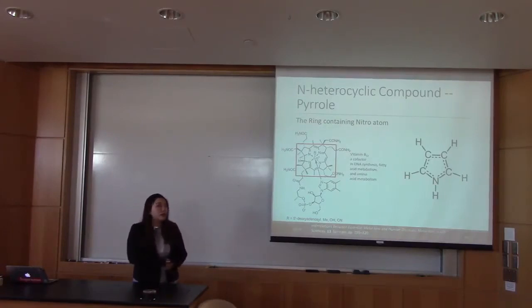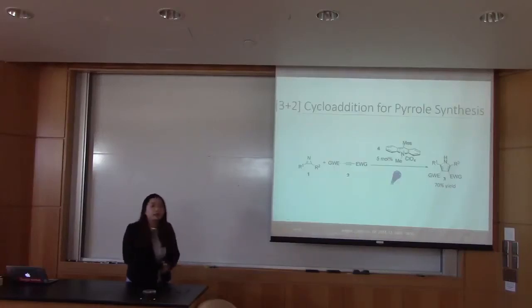We can use the 3+2 cycloaddition reaction to form the 5-membered rings with the nitrogen atoms. And this is the 3+2 cycloaddition reaction. We use this big one, a metal-free compound, as the photocatalyst under room temperature and blue light. First, we need to open the nitrogen heterocyclic ring. This is a 3-membered ring, so it has a very small size and is very easy to open with the help of the photocatalyst and the visible light.